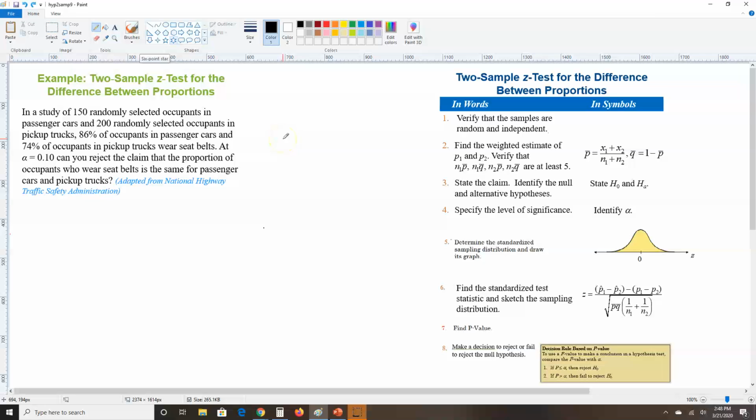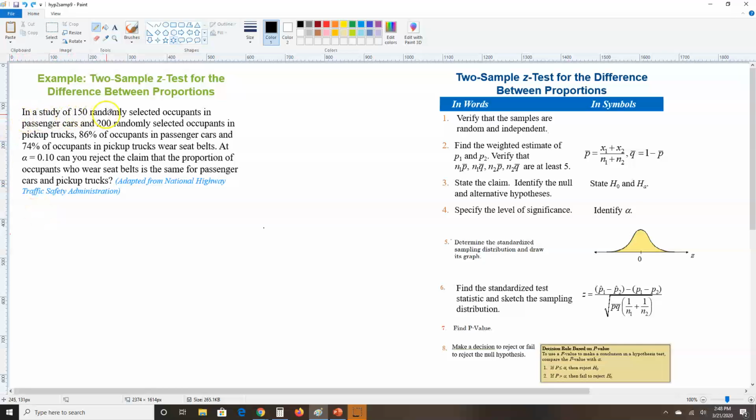All right, now we're going to compare the proportions, the percentages of two populations. And when that happens, we're testing a claim about proportions of two populations. When that happens, you're going to follow these steps. Okay, so here's an example of how I will use these steps.